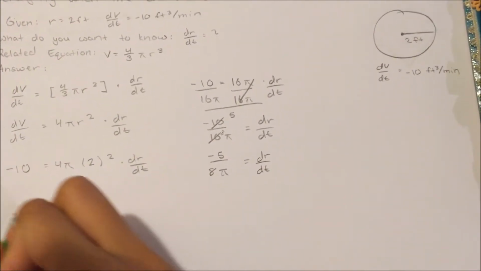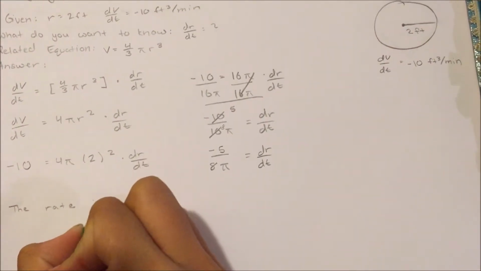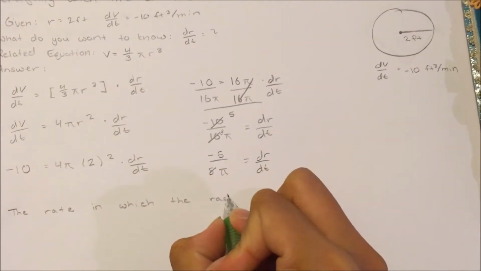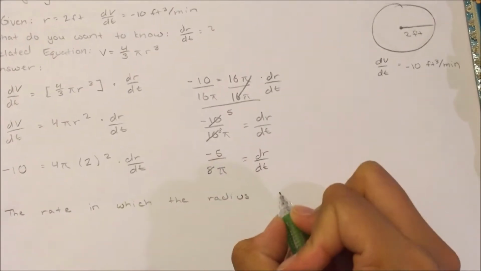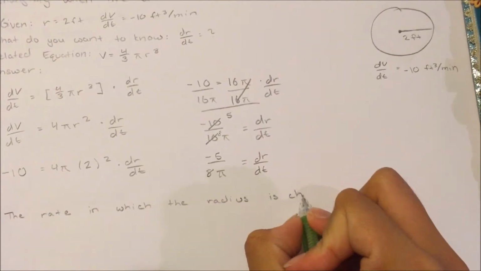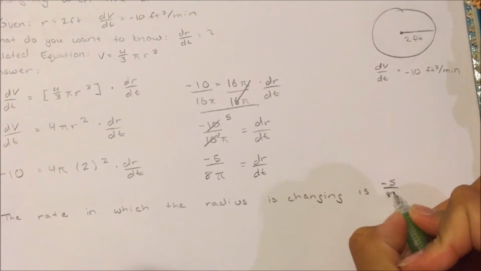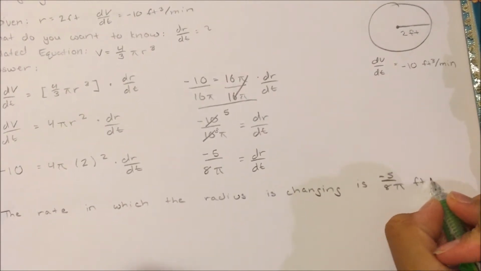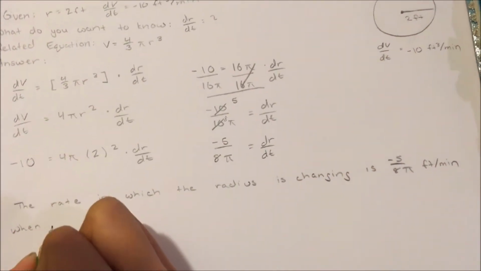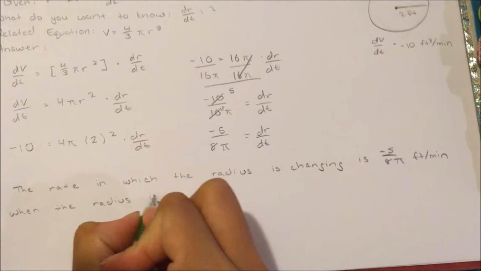So the rate in which the radius is changing is negative 5 over 8 pi feet per minute when the radius is 2.